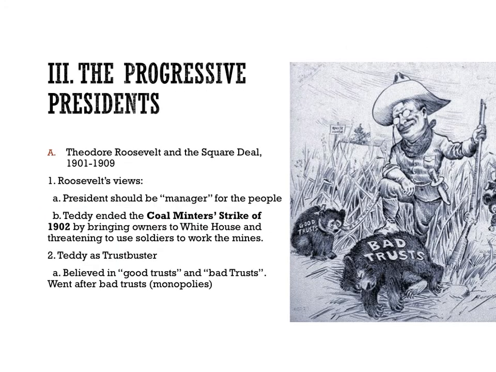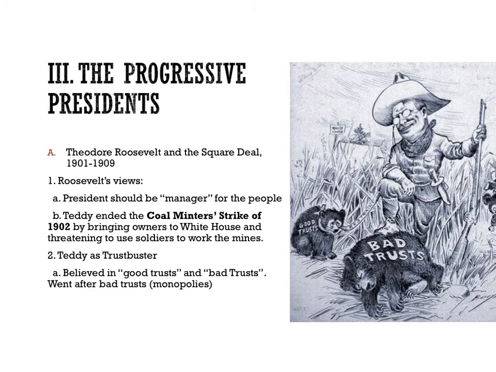Now we get into progressive presidents, and the first one we talk about is Teddy Roosevelt. He became president technically by accident. He was vice president, the president was assassinated, and he took over. He probably never would have gotten the nomination from Republicans or Democrats because what he believed didn't align with the big parties. He was very progressive. He said the president should be a manager for the people.